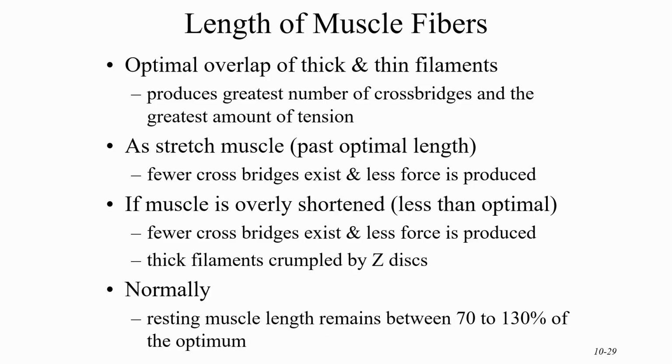And normally, resting muscle length remains between 70 to 130% of optimum. In other words, if you went to lift that chair again and you had your arms bent slightly, okay, now there's enough of those sliding filaments overlapping to get a good grip and allow you to bend your arm to pick that chair up. Again, it's going to feel way too heavy with your arms straight. It's going to feel way heavy with your arms bent. But with a slight bend in there, you're going to get the maximum strength.